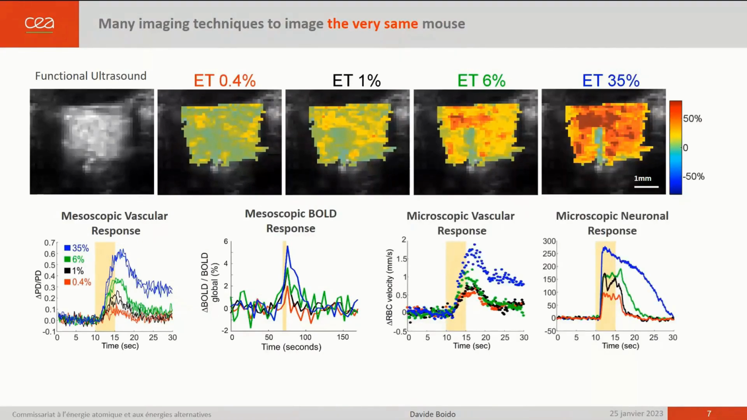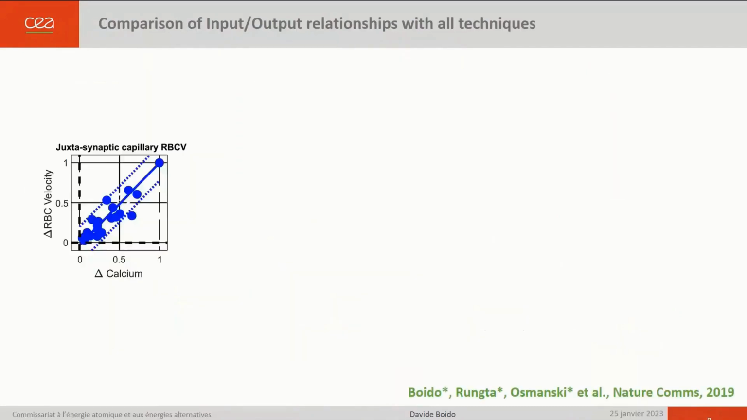We found that the microscopic vascular responses to odor had a strikingly similar dynamics to mesoscopic neuroimaging techniques, and of course, all the vascular responses followed the neuronal dynamics. Summarizing all the results from each technique, this plot contains the data from all the tested mice with 2-photon, and we found a linear relationship between the neuronal and microscopic vascular responses.